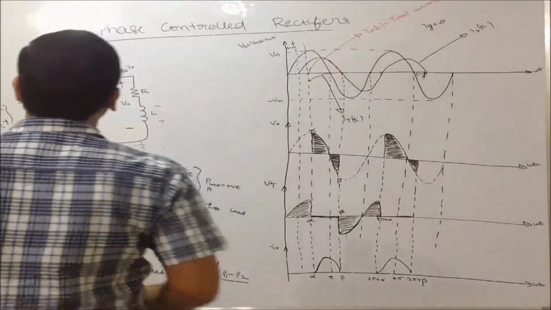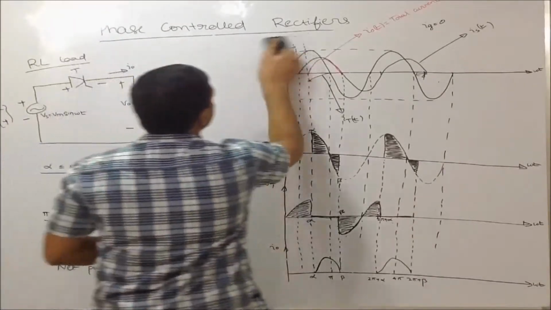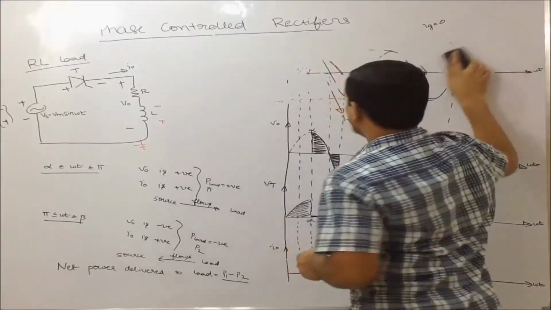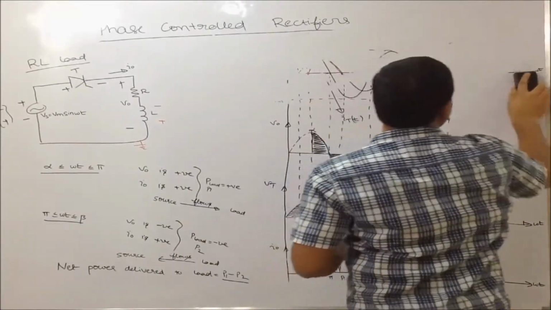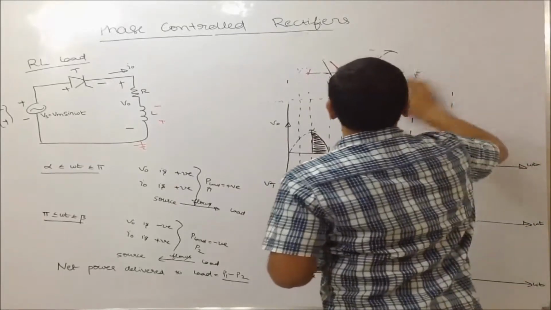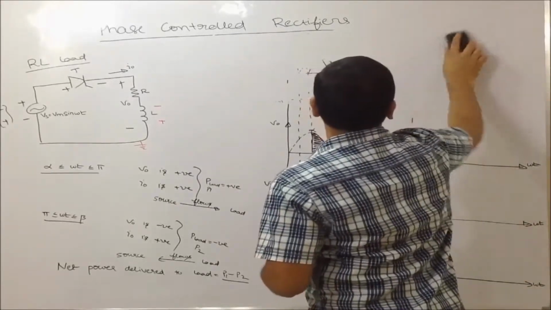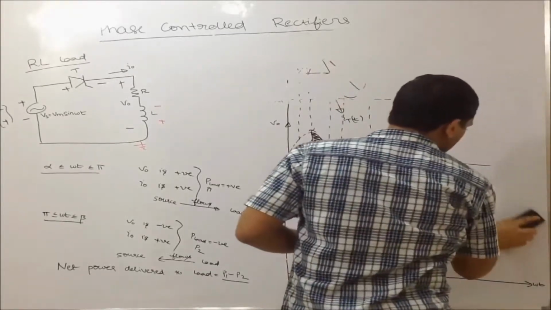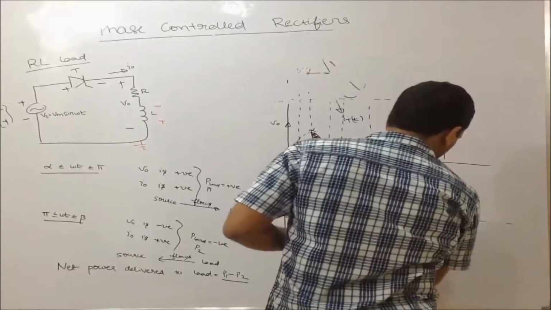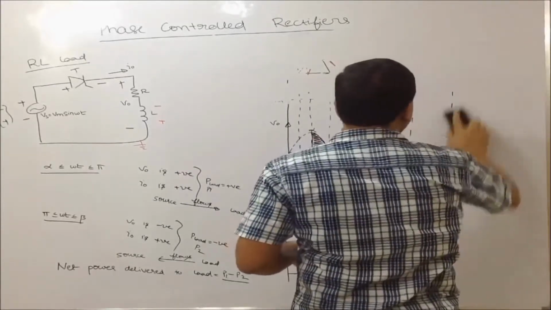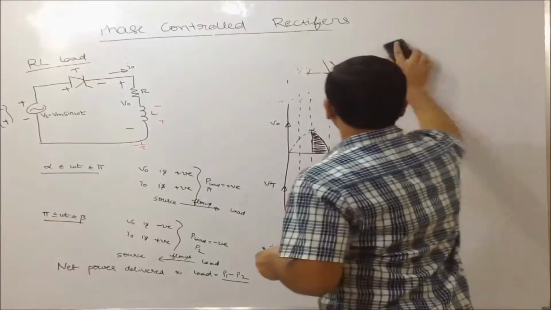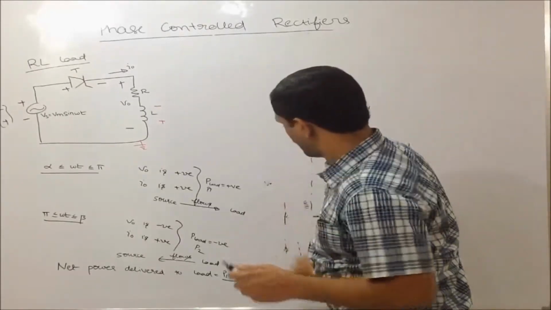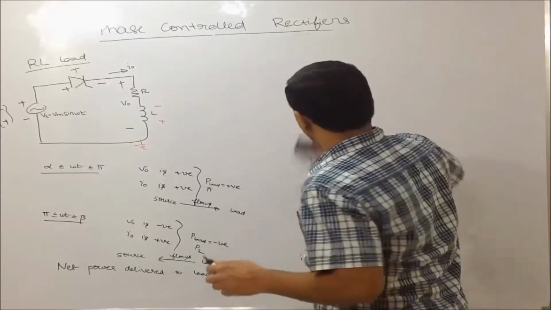Now we will go to the RL load with the freewheeling diode. We have seen the problem with the RL load. What is the RL load having? From alpha to pi, the RL load absorbs the power, and from pi to beta, the RL load delivers the power back to the source. So the net power that is consumed in the RL load is less, because it is the difference of the powers.